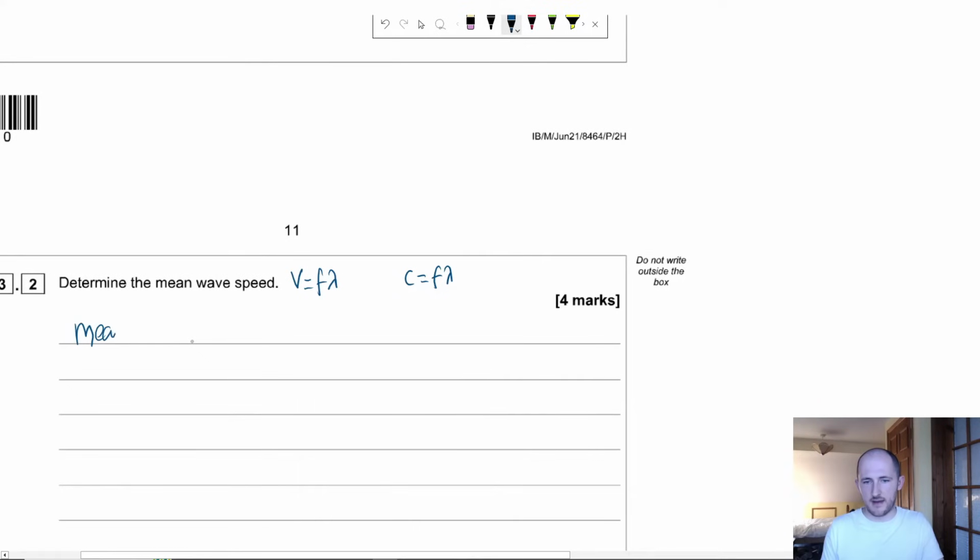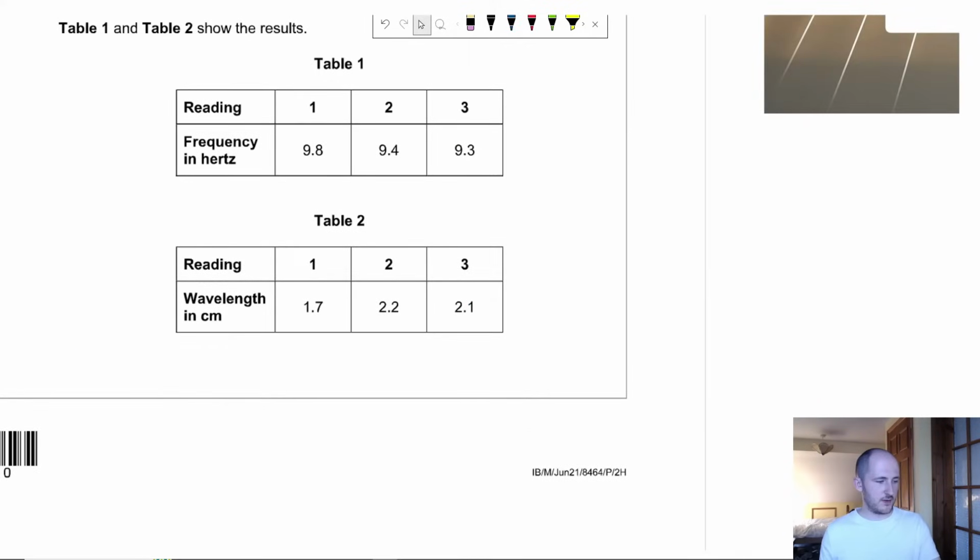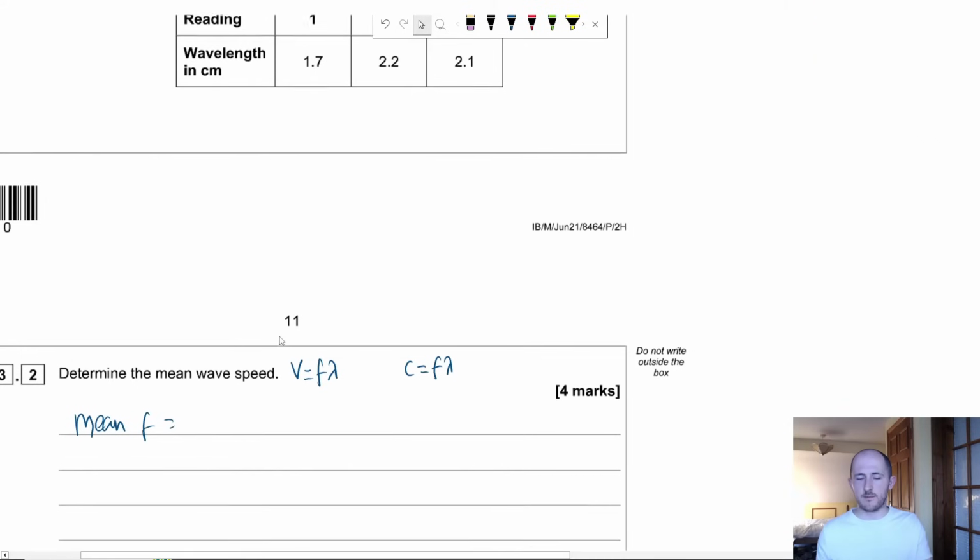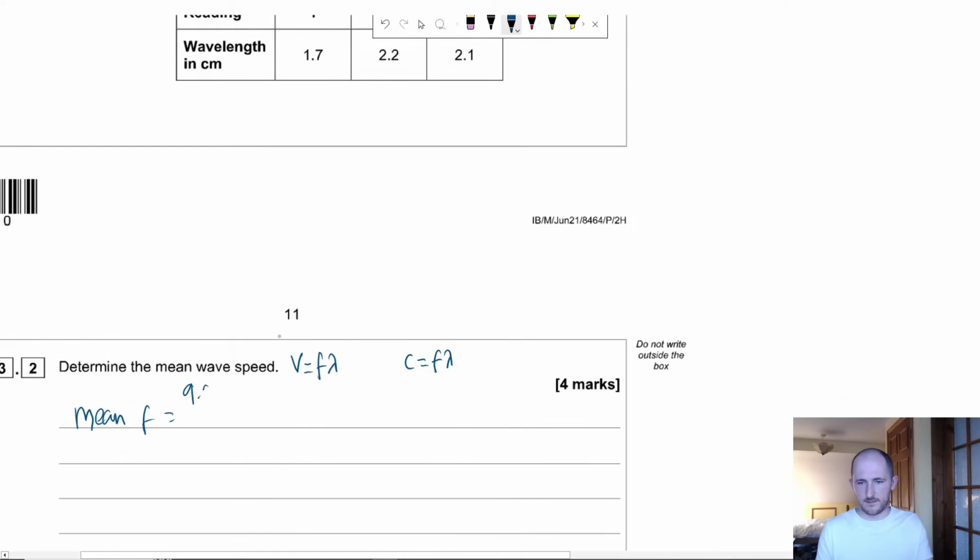So call it mean f. How do you work out the mean? That's a brilliant question. Well, if you remember some of your GCSE maths knowledge, you add them up and divide them by the number that you have. So we're going to do 9.8 plus 9.4 plus 9.3, over 3, and that should give you an answer of 9.5 hertz.